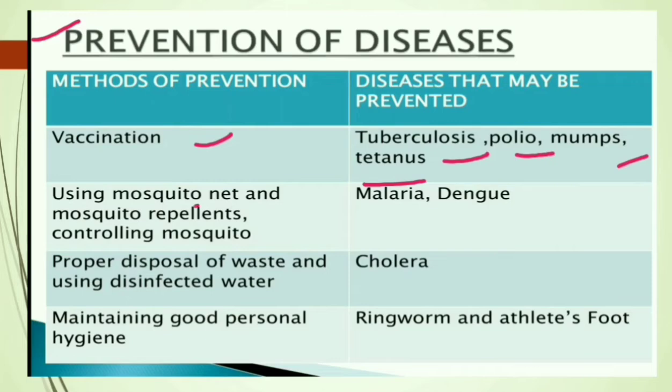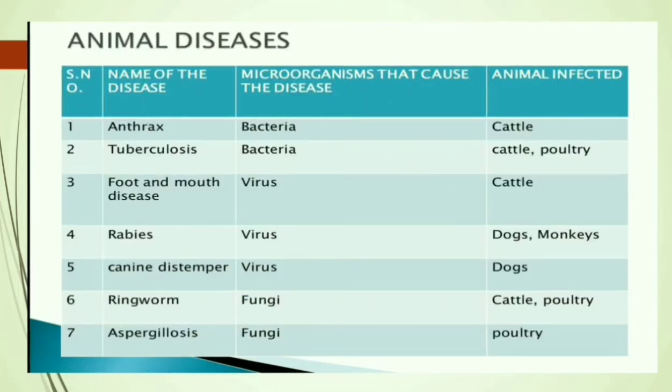Then we can use the mosquito nets, mosquito repellent, etc. to avoid the disease of malaria and dengue. Proper disposal of waste and disinfected water because it spreads cholera. Good personal hygiene है तो हम skin diseases से बच सकते हैं like ringworm, etc. So there are different methods to prevent डिसीजेस, राइट.